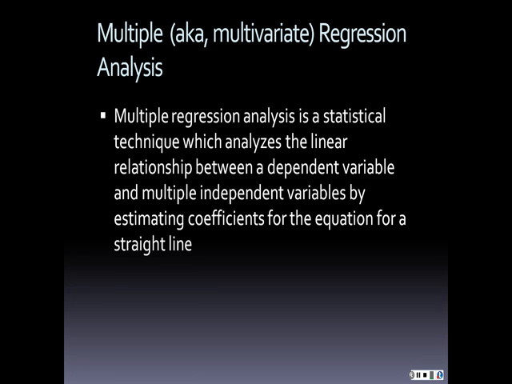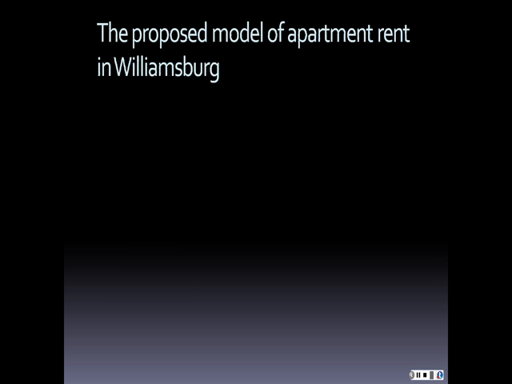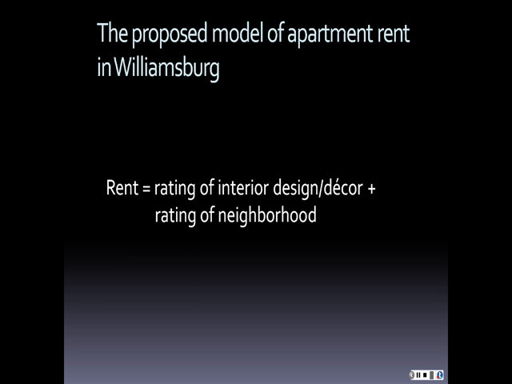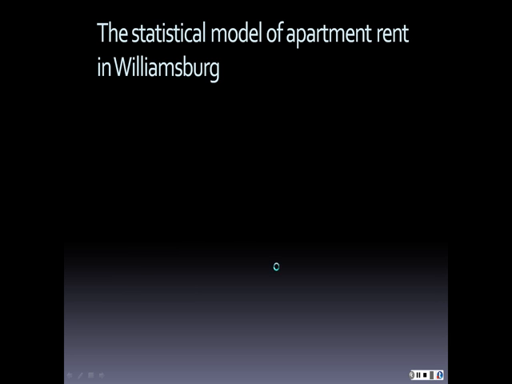So this is simply reminding us that with multiple regression, we're looking at the effect of multiple predictors on a single dependent variable. So let's take an example. We're going to look at apartment rent in Williamsburg, and we're going to predict that using our data based on the average ratings of interior design decor. That was one construct we created, and we also created another construct for rating of the neighborhood. We want to know if rent is predicted by one or both of these other variables.